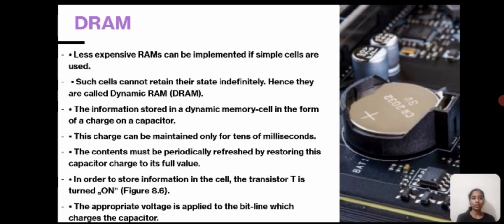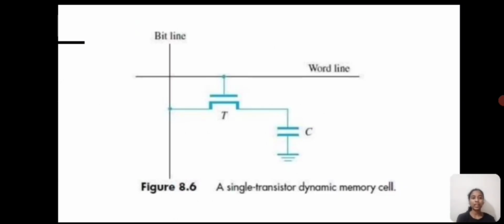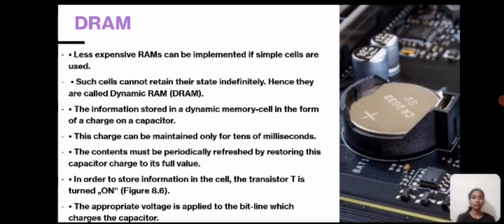In order to store information in the cell, the transistor T is turned on, as shown in figure 8.6. This is the figure of a single transistor dynamic memory cell. The appropriate voltage is applied to the bit line, which charges the capacitor.